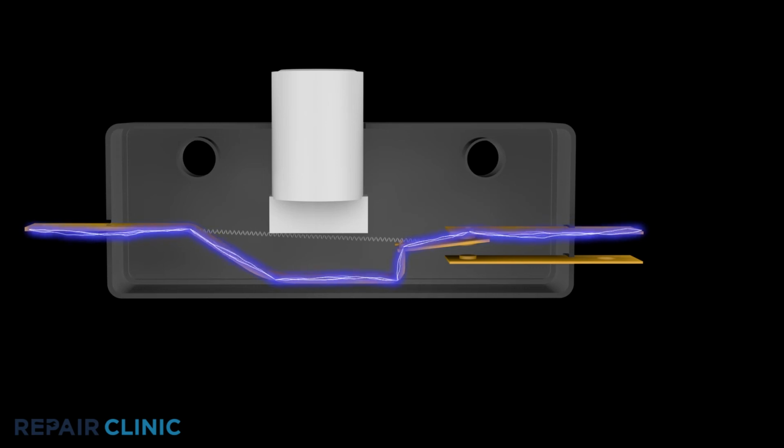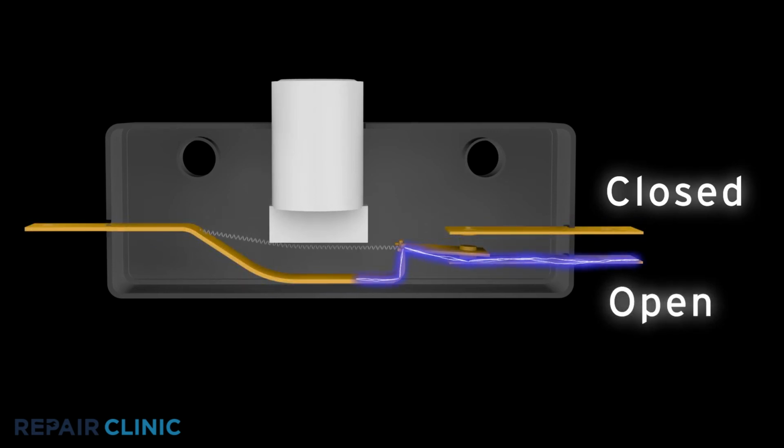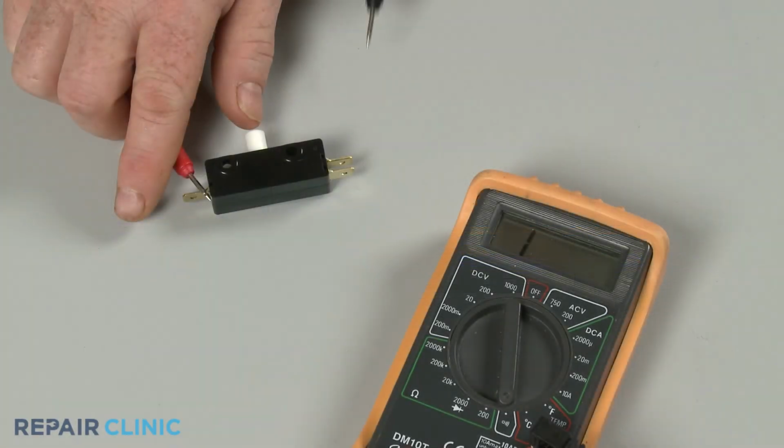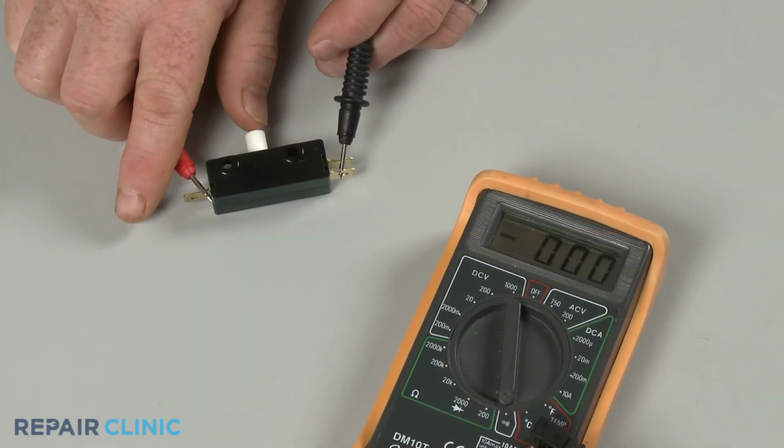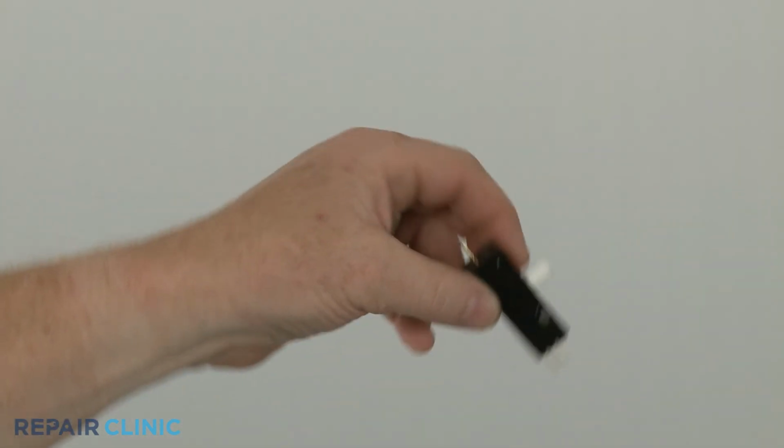Keep in mind that the normally closed terminal should only provide continuity before the switch has been actuated. Likewise, the normally open terminal should only provide continuity after the switch has been actuated. If a terminal tests positive for continuity when it should not, it's likely that the switch has shorted closed and will need to be replaced.